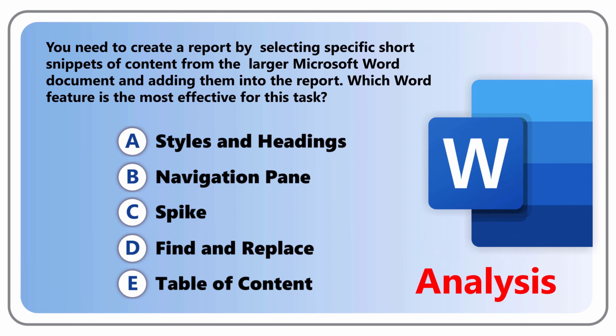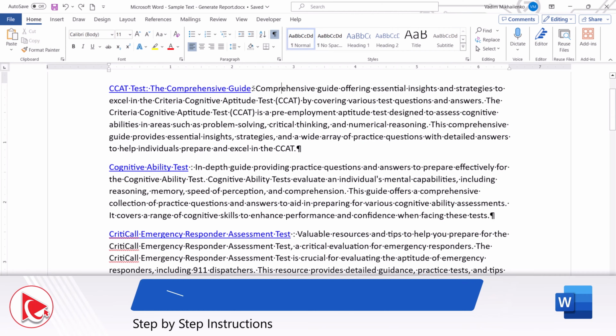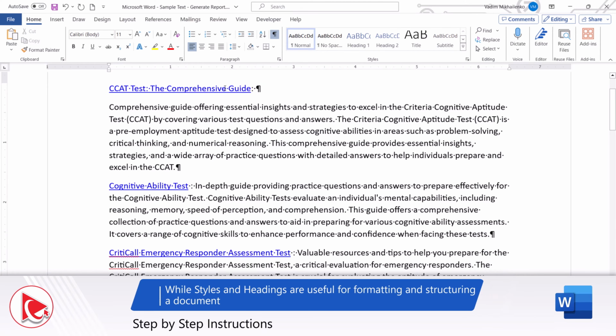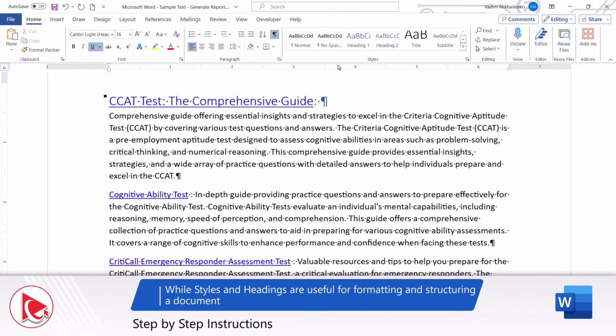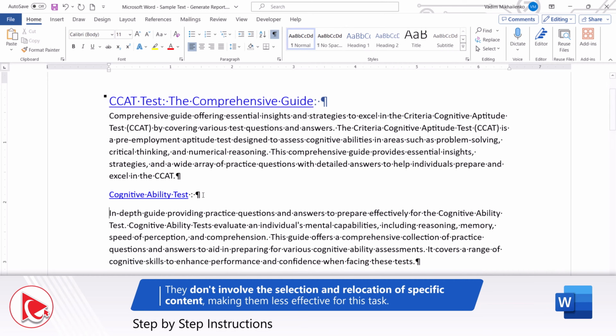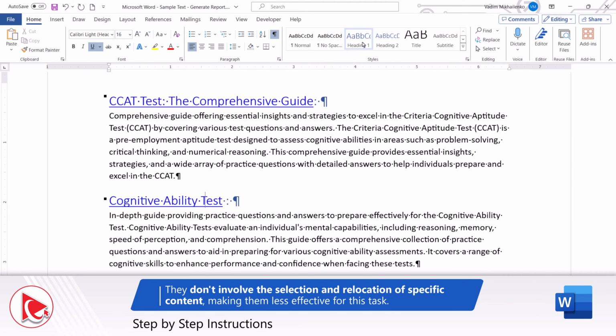Let's start with option A, styles and headings. As you might have guessed, this is an incorrect option. While styles and headings are useful for formatting and structuring a document, they don't involve selection and reallocation of specific content, making them less effective for this particular task.